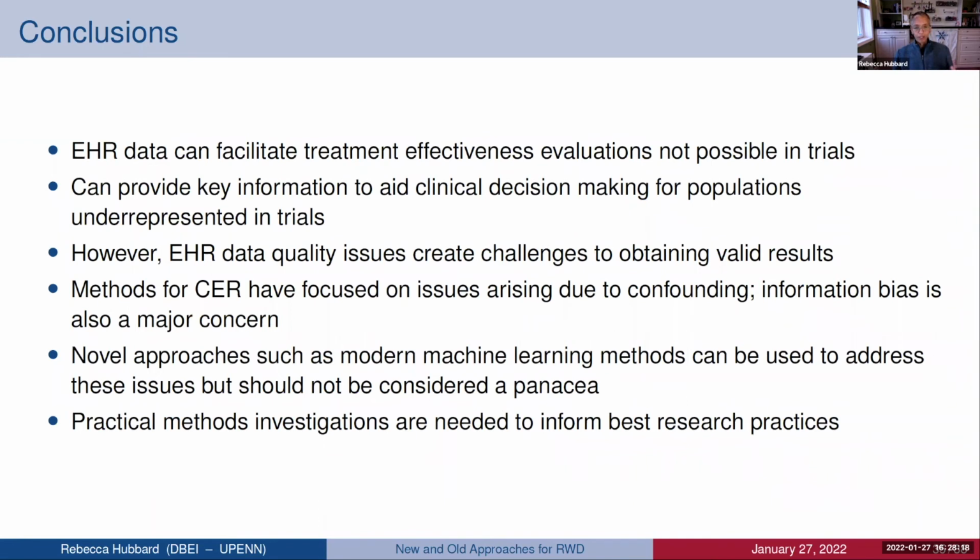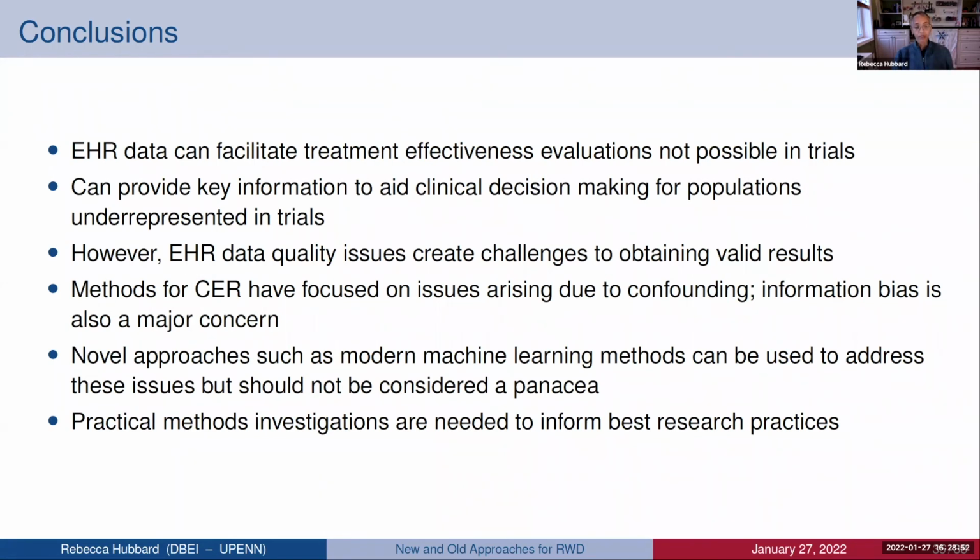So I think the first couple of points on here just repeat what I just said, that EHR data give us the opportunity to investigate questions that it would be infeasible or untimely to investigate using clinical trials. And in particular, I think their ability to allow us to extend inference to underrepresented populations is particularly important. However, there are important EHR data quality issues to consider, especially in the setting of comparative effectiveness research, which is extra challenging because of the added issues of confounding.